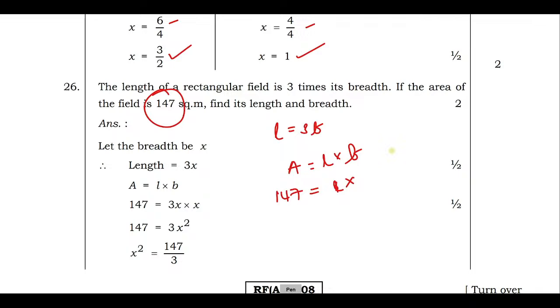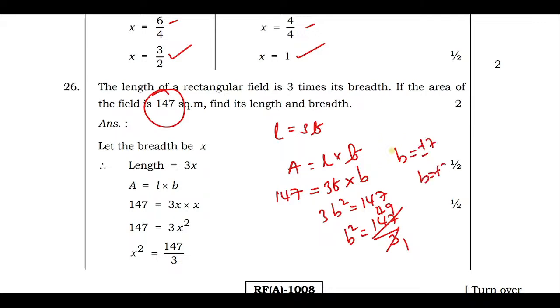Now I'll replace this length as 3b. 3b into b gives 3b square. So 147, b square equals 147 by 3. What we get is 49. So b square equals 49, b equals plus or minus 7.